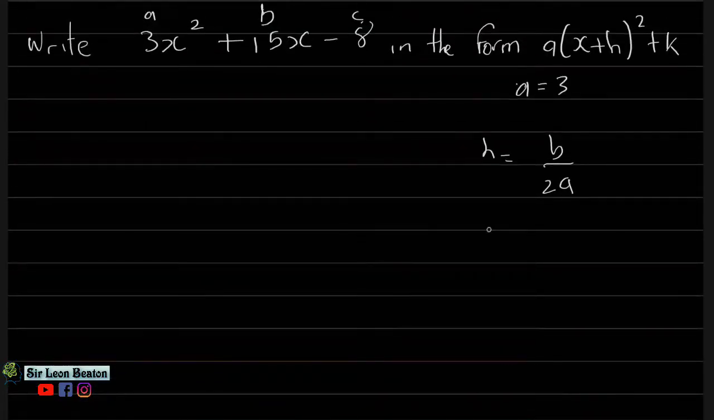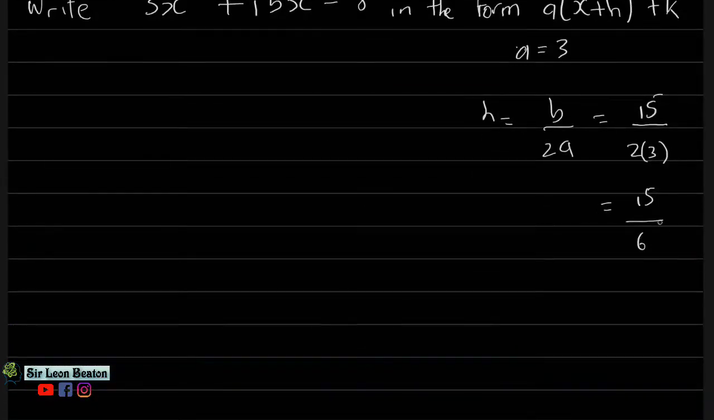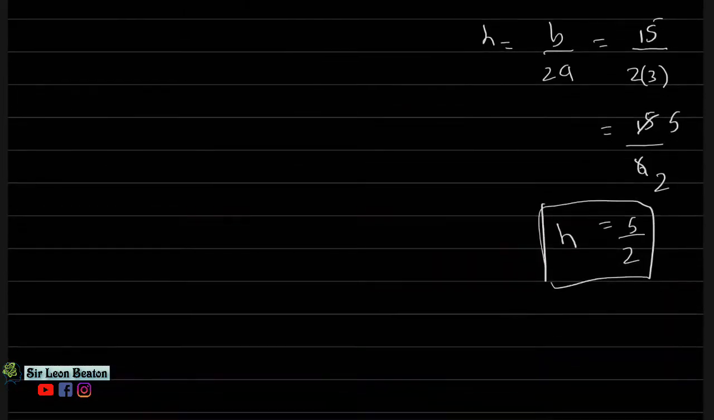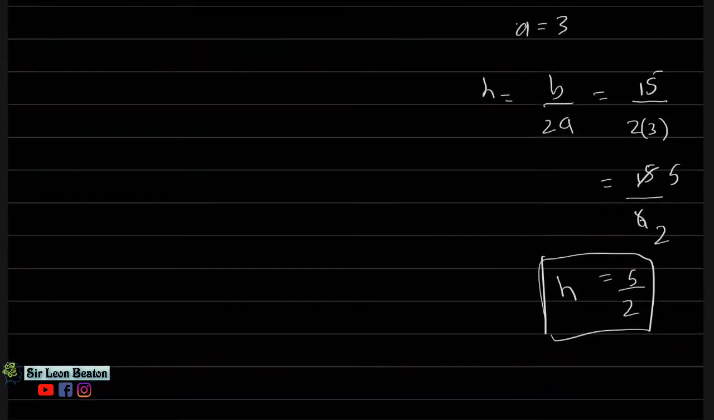So let's calculate h. So h is equal to b over 2a. And we know b is equal to 15 over 2 times a, in which a is equal to 3. So this will work out to 15 over 2 3s, 6. And when you break this down, we see 6 divided by 3 is 2. 15 divided by 3 would be 5. So we have 5 over 2 as h.